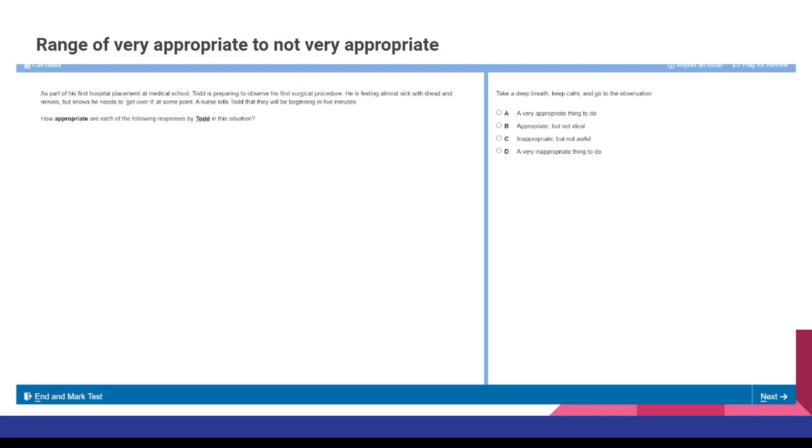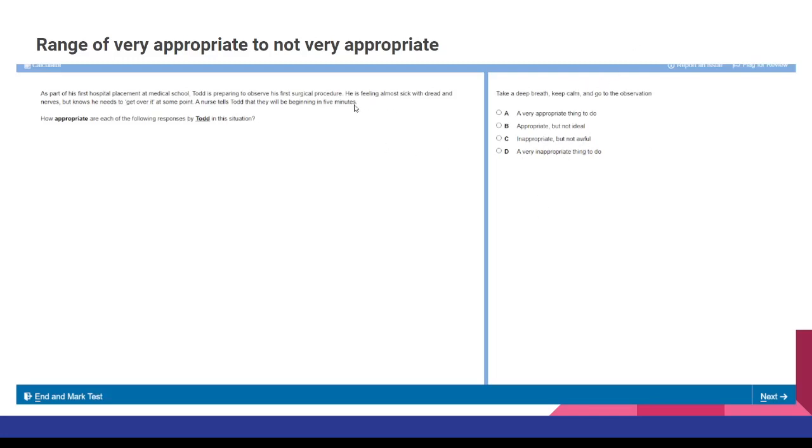You've already read this. So how appropriate are each of the following responses by Todd in this situation? That is the question, and this is what you're trying to rate. What you've been given here is that what he's thinking is take a deep breath, keep calm, and go to the observation. So here we would have to rate whether it's very appropriate but not ideal, or inappropriate but not awful, and finally very inappropriate thing to do.